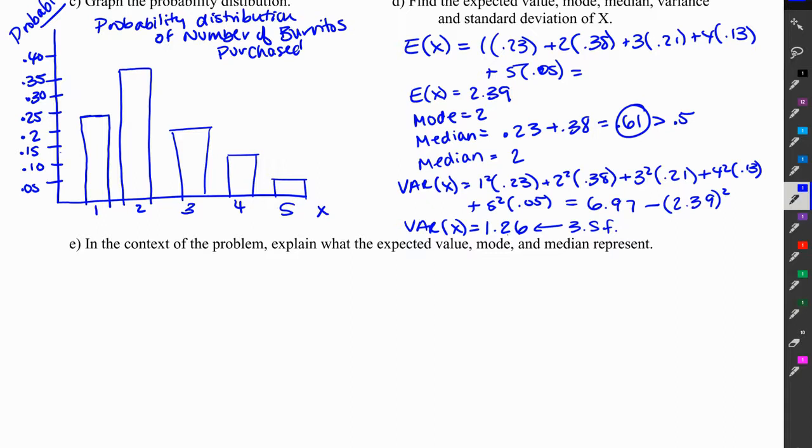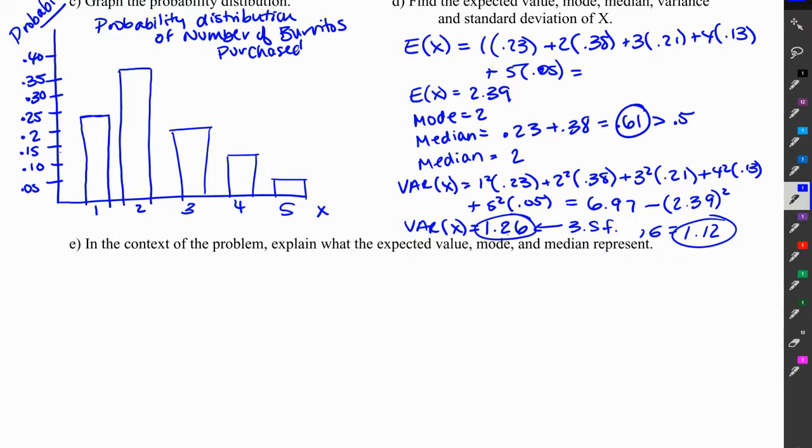Now, I'm going to leave that answer in my calculator though, because for the standard deviation, I have to take the square root of that, and I want to take the square root of the whole thing. So the square root of that, the standard deviation, is 1.12. Okay, so my variance is 1.26. My standard deviation is 1.12.